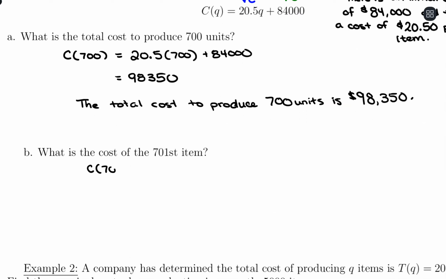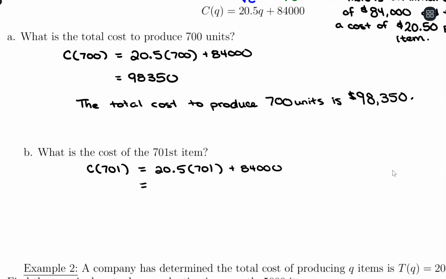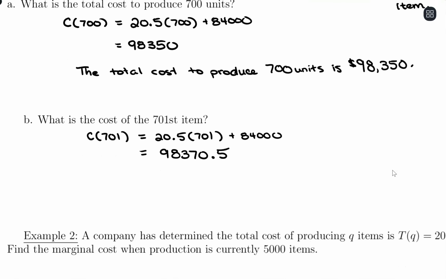So C of 701 equals 20.5 times 701, plus 84,000, equals, and with this, let's go back to our calculator. What's really nice about Desmos is you could just edit your original equation. So 98,370.5.